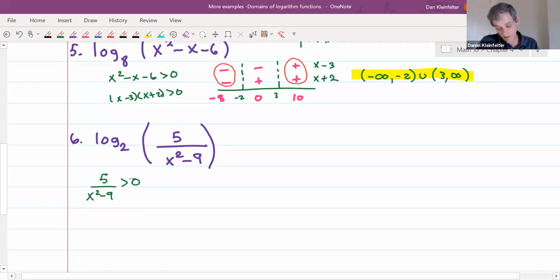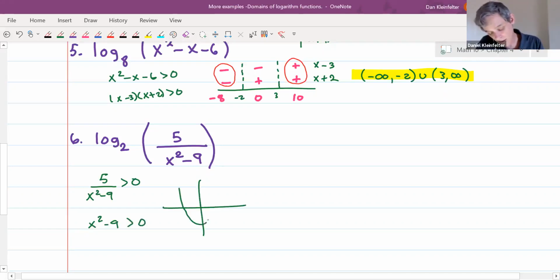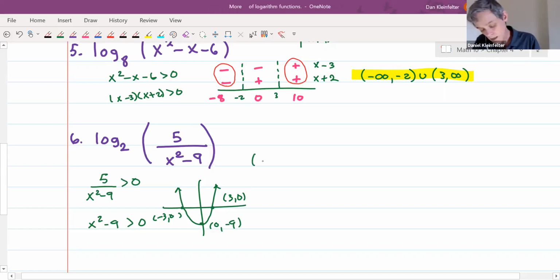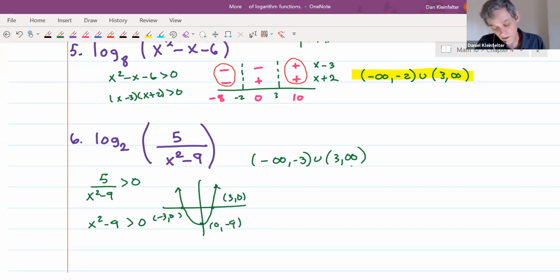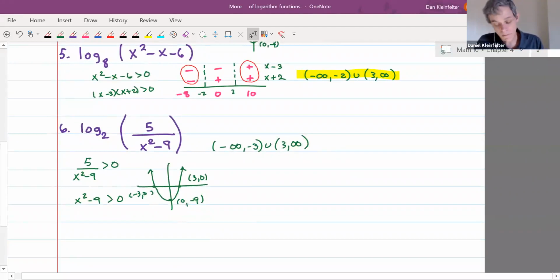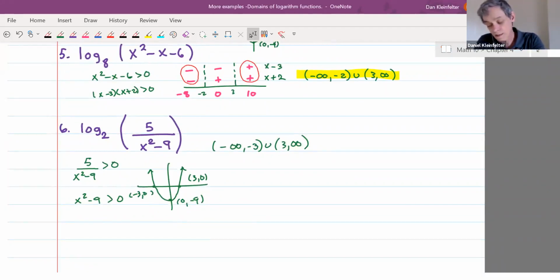Well, I know 5 is always positive, so it boils down to whether or not x squared minus 9 is positive. Again, thinking about the graph, that would be a parabola that has as its vertex (0, -9). Its x-intercepts would be at (3, 0) and (-3, 0). So where is this thing positive? -infinity to -3, and from 3 to infinity. I'm going to put the sign chart way in here so you get an extra example of it. You can do either the sign chart or the graph.